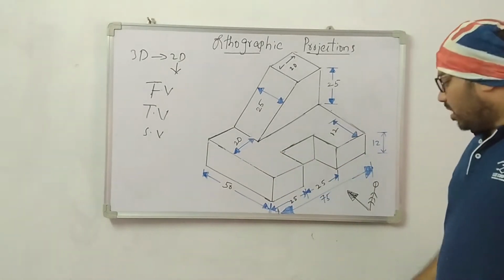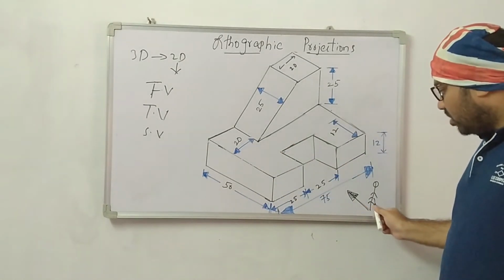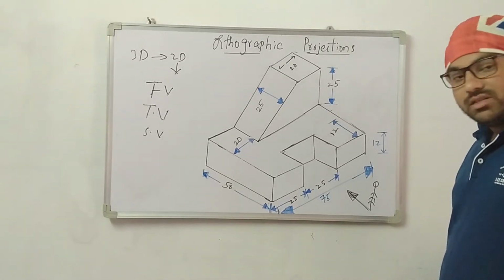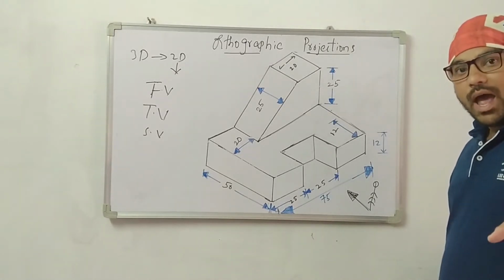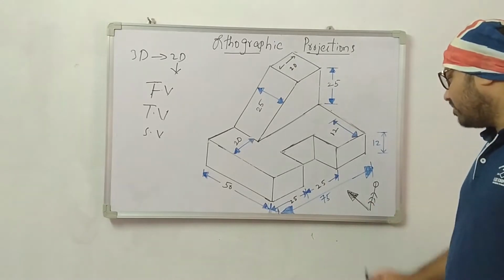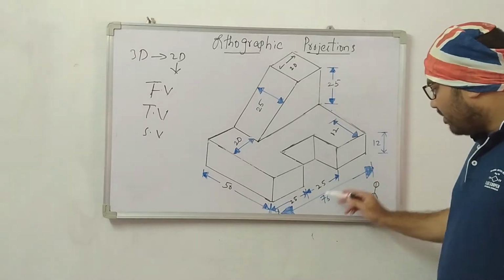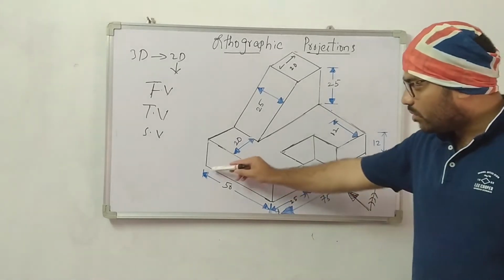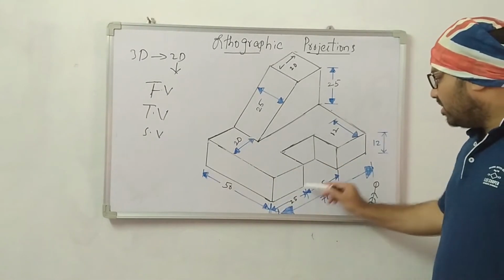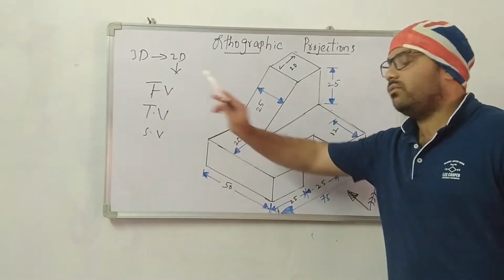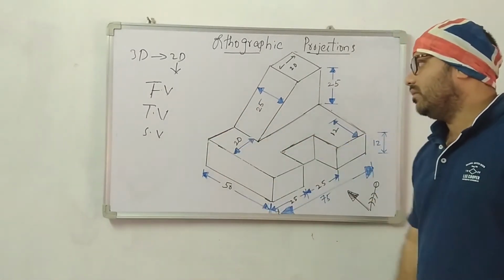If the arrow mark or the observer is not given in the problem, then consider the longest side as the front view. Here, this length is 75 and this length is 50. So the 75 length is considered as my front view. First we have to draw the front view, next the top view and side view.